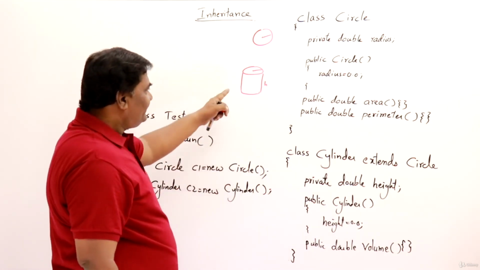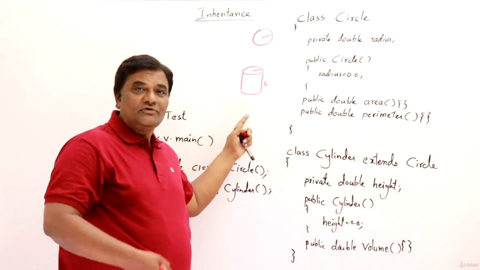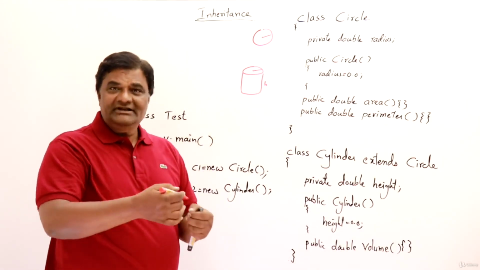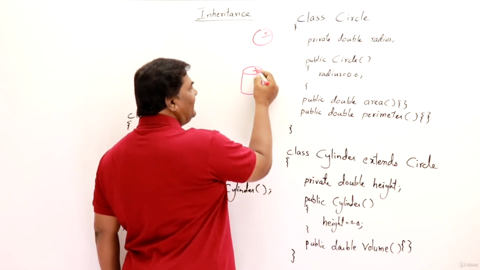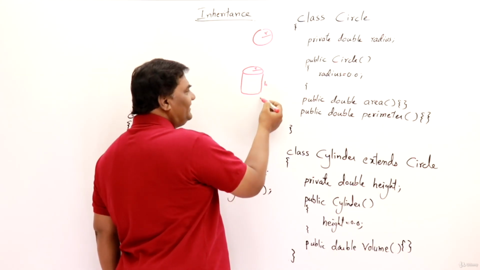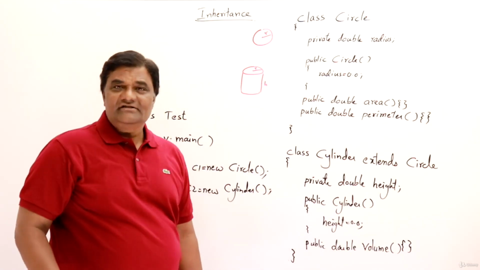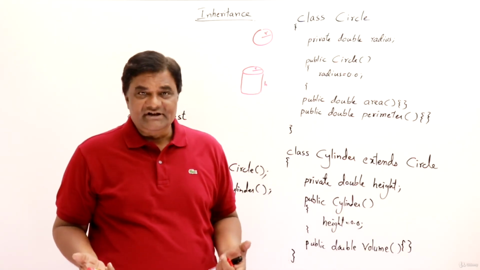So when I am writing a class for cylinder, I don't have to write everything in this one. I can borrow the features of a circle, plus I can have a height. Circle will have a radius and cylinder will have radius and height. So I can take the class circle, and if I give height, it becomes a cylinder. So you can say that cylinder is an extension of a circle.